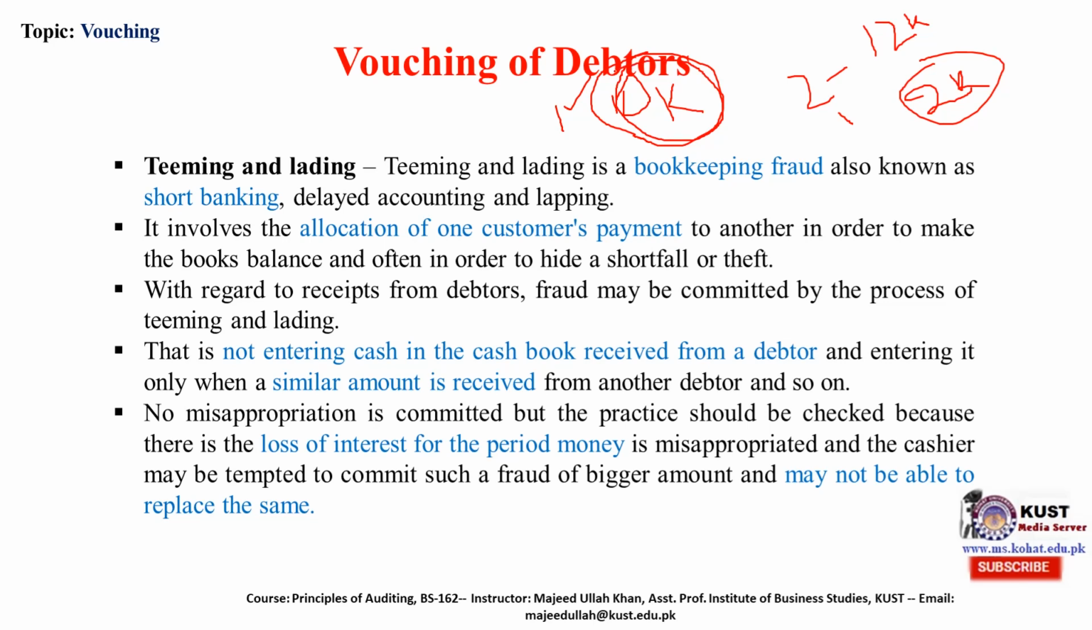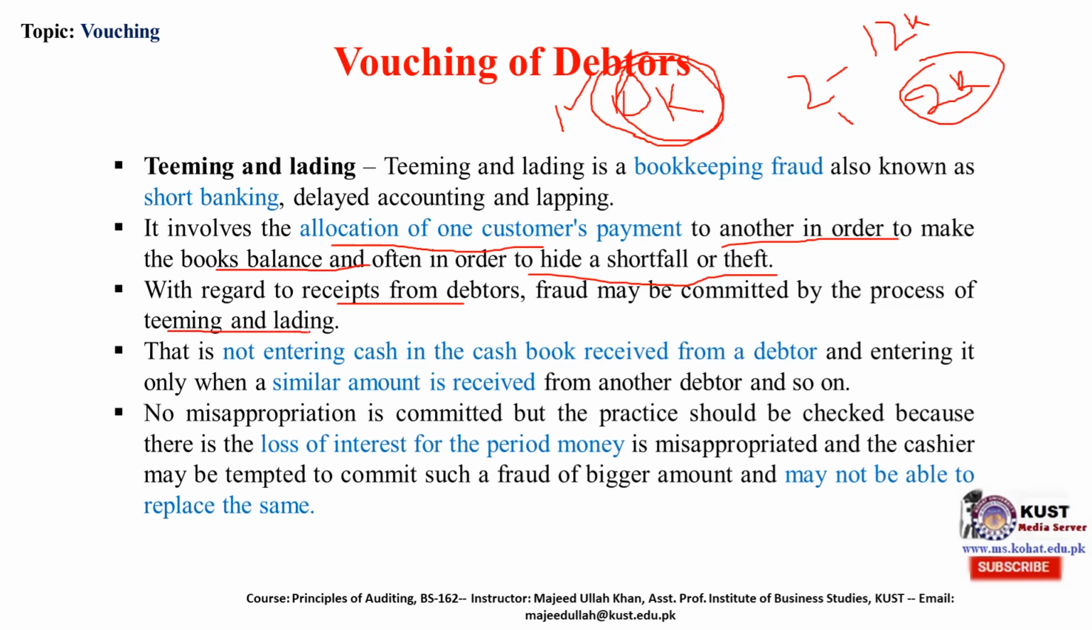It is not actually a big fraud. It is just using the money of the company for personal use. But again, it is very dangerous. It involves applying the collection of one customer's payment to another in order to make the books balance, and often in order to hide a shortfall or theft. With regard to receipts from the debtors, fraud may be committed by the process of teaming and lading.